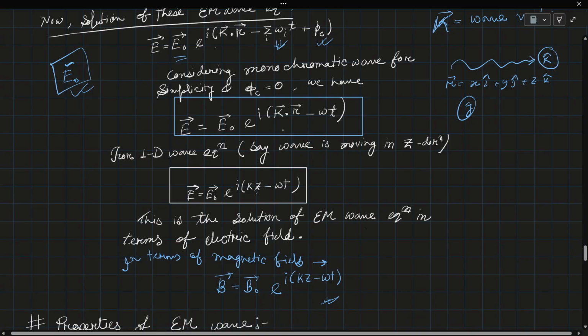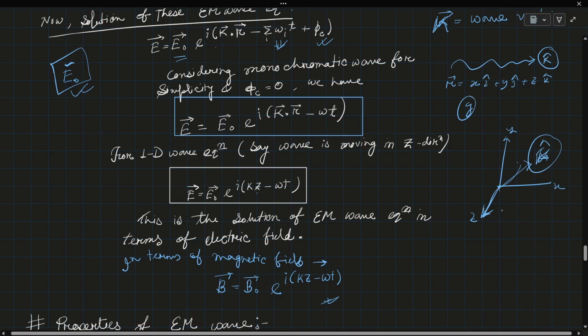Let's say now I am going to consider a 1D wave. Initially I considered that this wave was moving in a random direction, let's say in the x, y, z space, along k cap. But now I have considered that the wave is moving in a fixed direction, let's say the z direction.